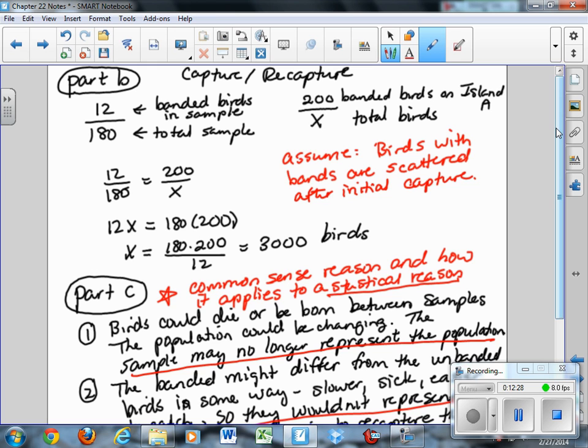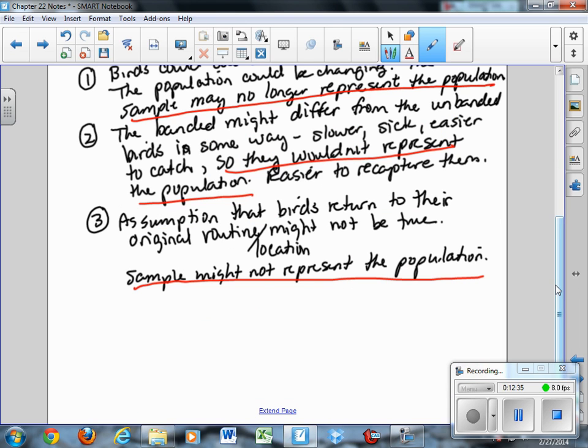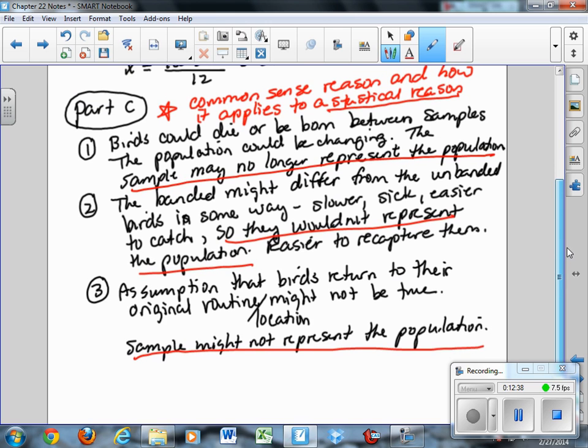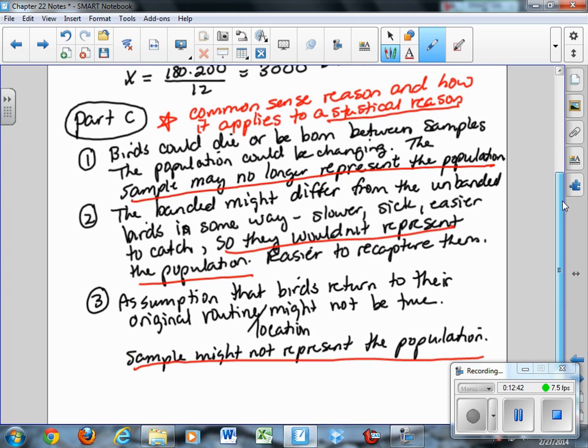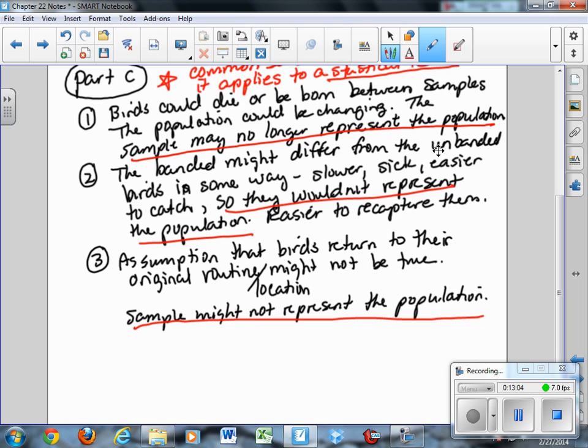Then part C says, what assumptions do we have to make to even do these inference tests? So think of a common sense reason, and then how does that apply to a statistical reason? Common sense reasons that we might have problems: birds could die or be born between samples. The population could be changing, so the sample may no longer represent the original population of banded birds. The banded birds might differ from the unbanded birds in some way. Maybe they're slower, maybe they're sick, easier to catch, or shunned by their relations, so they wouldn't represent the population. Maybe it would be easier to recapture them because they were the ones that got captured in the first place. So once again, they aren't representative of the population.